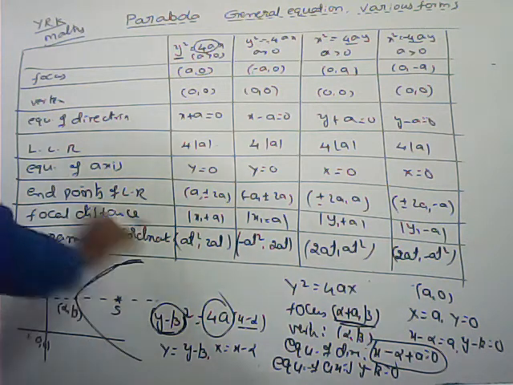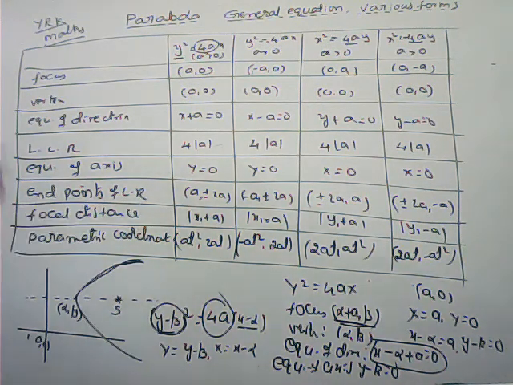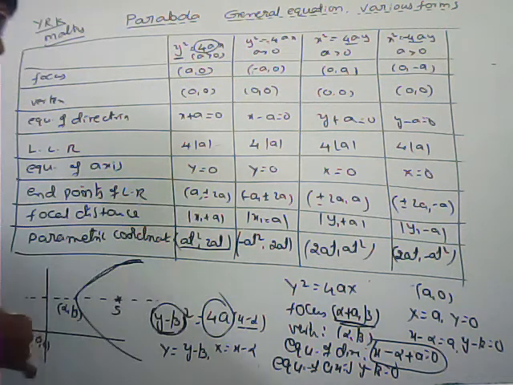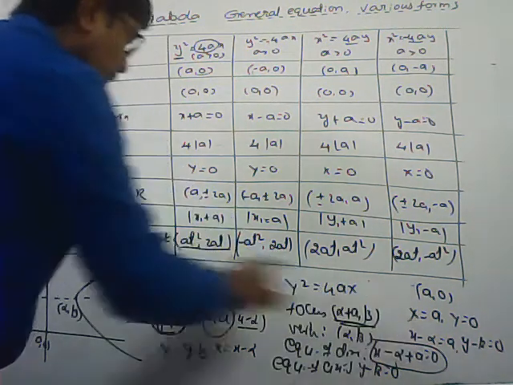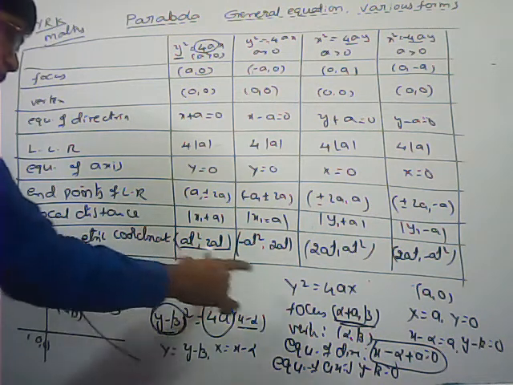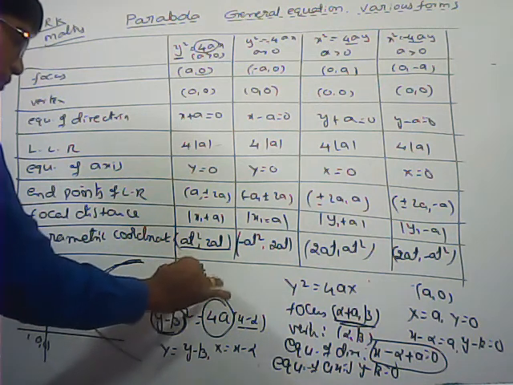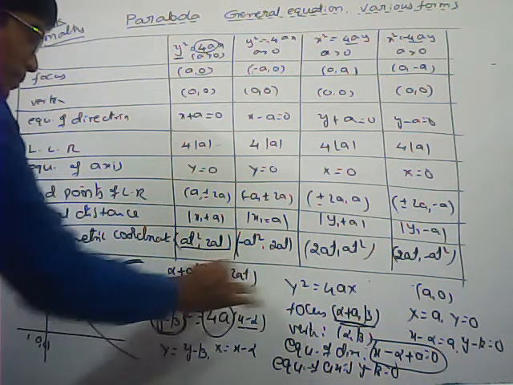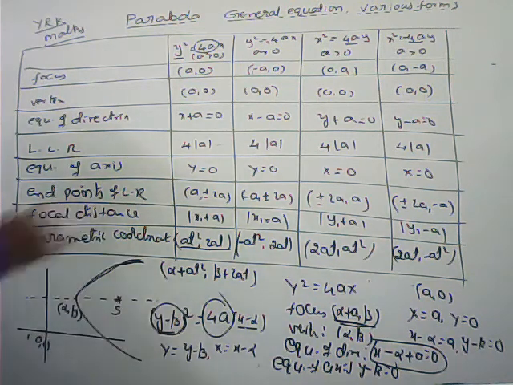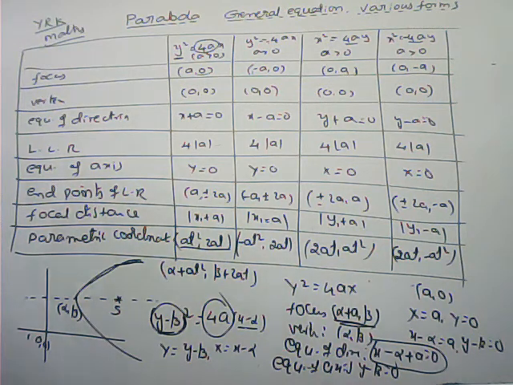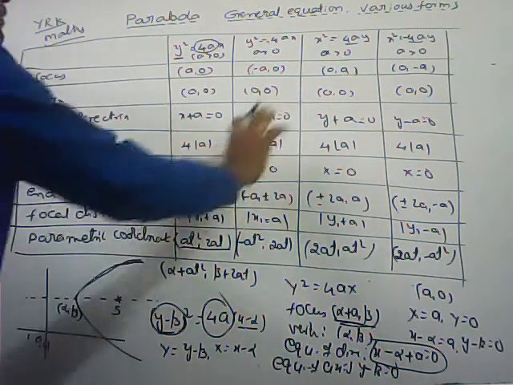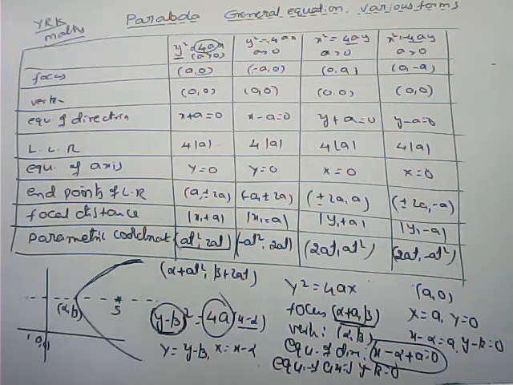Now parametric coordinates, here at square comma 2at I have written. So here x coordinate at square and capital X equals x minus alpha. So here we can write alpha plus at square comma beta plus 2at. These are the parametric coordinates of the parabola y minus beta whole square equals to 4a into x minus alpha. The same like this only, x minus alpha whole square equals to 4a into y minus beta. Same like that only. Now we can discuss some problems related to this one.